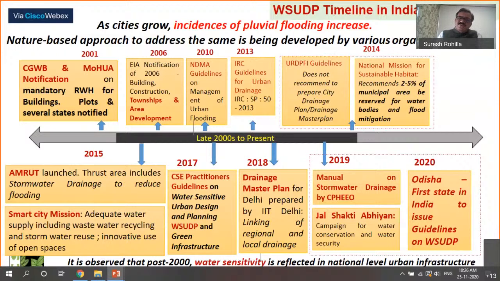There was a program called AMRUT, which is a national flagship program, and the Smart City Mission, which is currently in implementation. And along with that, the Ministry has commissioned CSE for developing a practitioner's guide on water-sensitive design and planning. And it was also included in 2019 in the manual on stormwater and drainage by CPHEEO as a good practice. So these two things have happened, and Delhi, the national capital, has also prepared a drainage master plan.